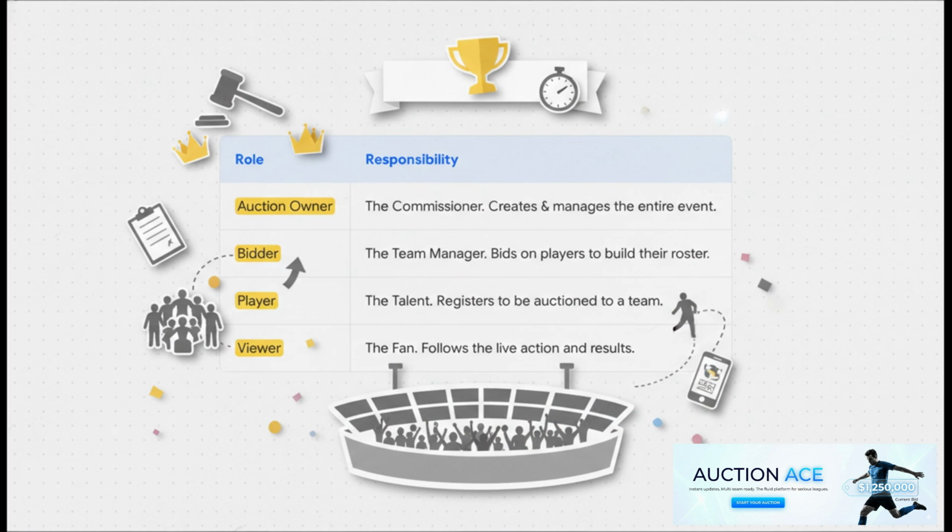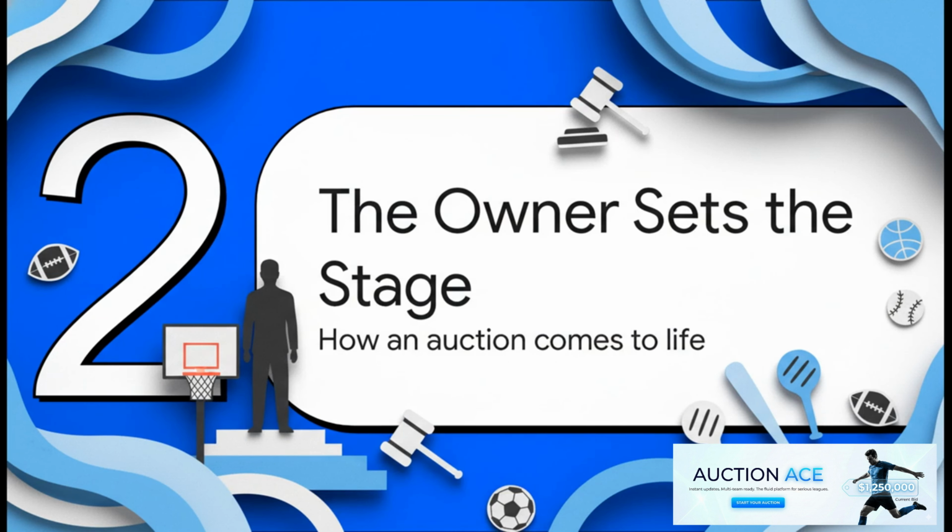The whole system is really built around four main roles. You've got the auction owner. Think of him as the commissioner who's running the whole show. Then you have the bidder, who's the team manager trying to build their roster. Of course, you've got the player, the talent being drafted, and finally, the viewer, who just wants to follow along with the action. For this walkthrough, we're going to focus on the two roles that really drive the event, the owner and the bidder.